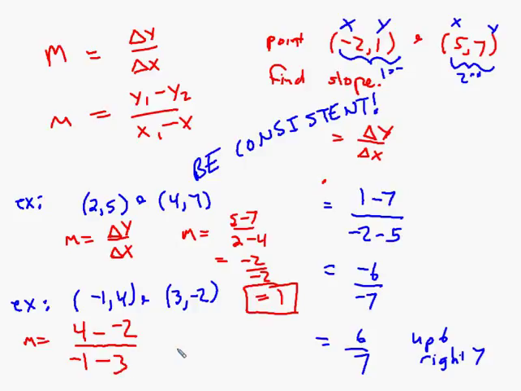Minus 3, which is 4 plus 2 over negative 4, which is 6 over negative 4. Now I reduce that. That's going to be negative 3 halves. I always move my negative up to the top. It's negative 5, isn't it? Oh, I'm dumb. I wrote down the wrong number.